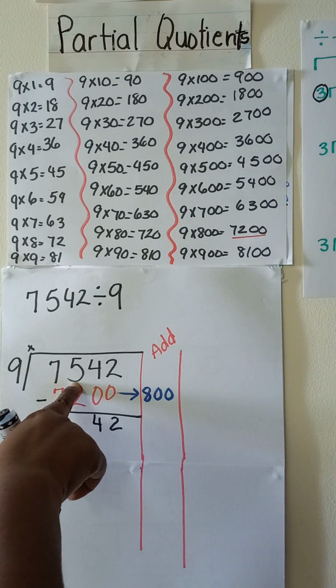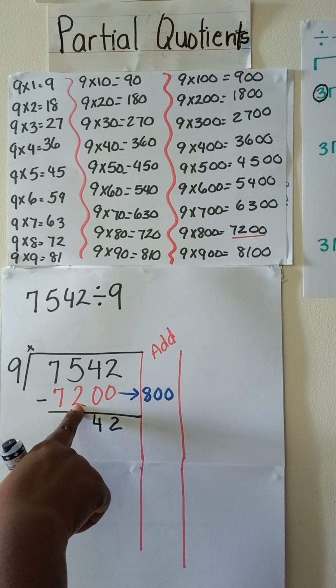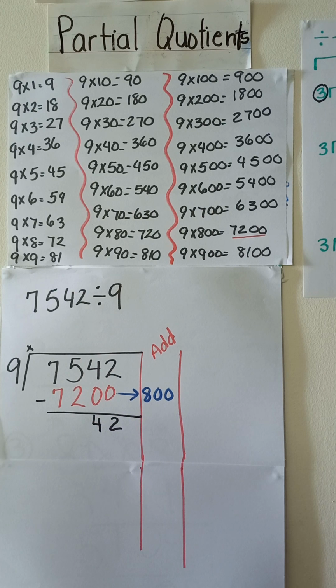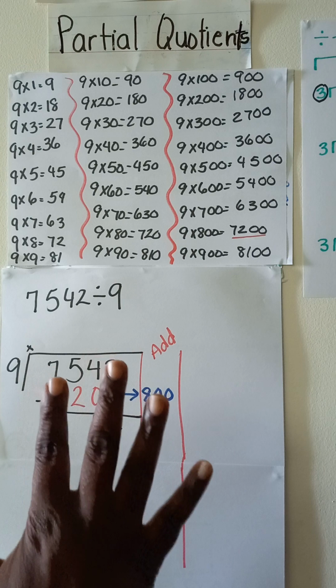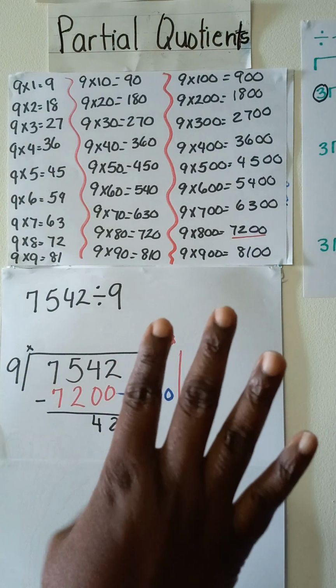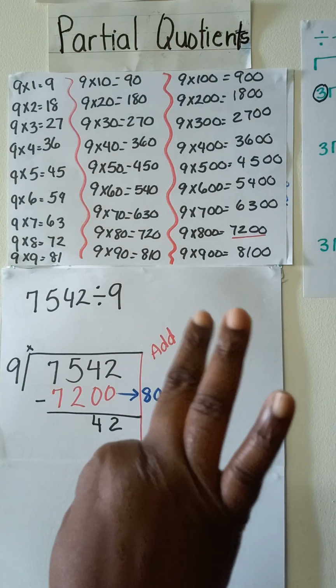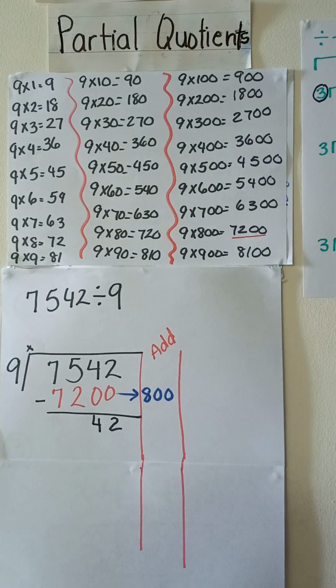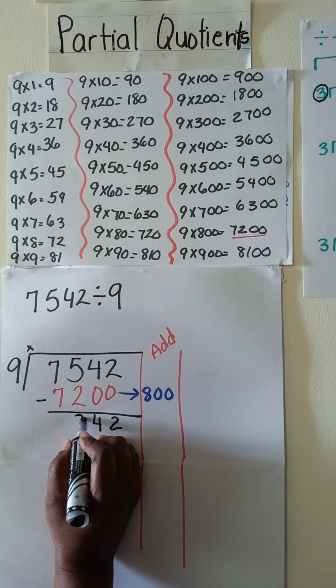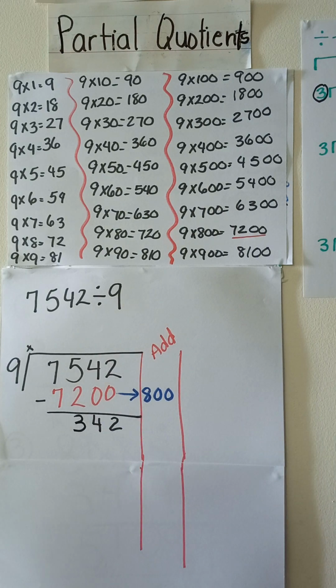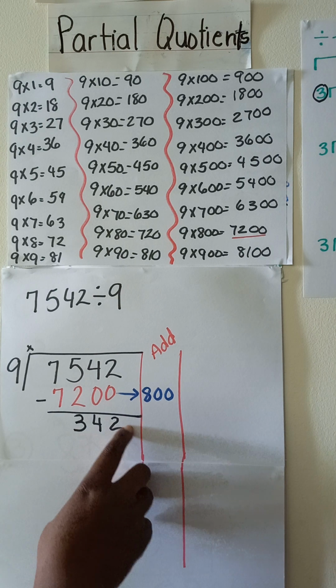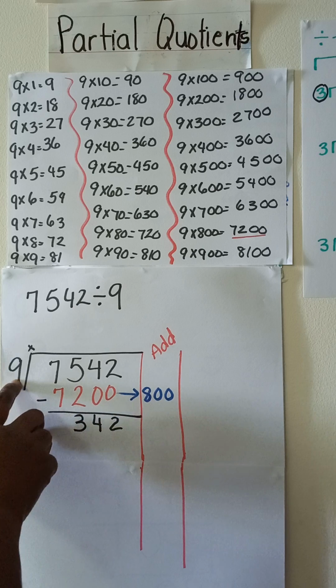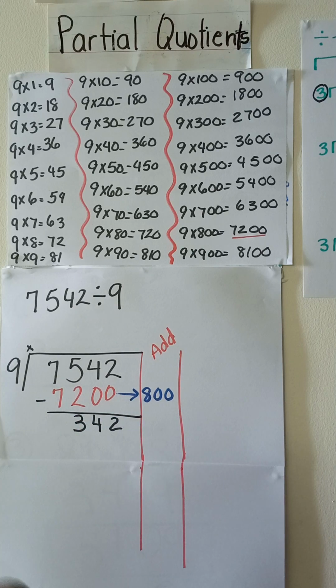Then I'm going to say 5, take away 2. If I have 5 and I take away 2, can I take 2 away? Yes, I can. How much would I have left? 3. So I put my 3 in the answer. Am I finished? No, I'm not finished because this number is way larger than 9. So I have to keep dividing.